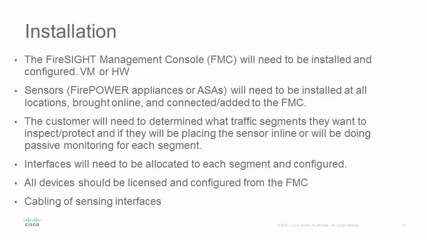So to install this, FMC is going to need to be installed and configured. You can do this on a VM, or you can do this with a hardware appliance. The sensors themselves, whether this is a Firepower appliance or an ASA, will need to be installed at all the locations, brought up online, and connected, and added to the FireSIGHT Management Center.